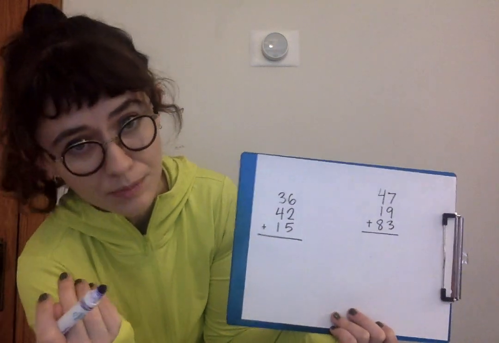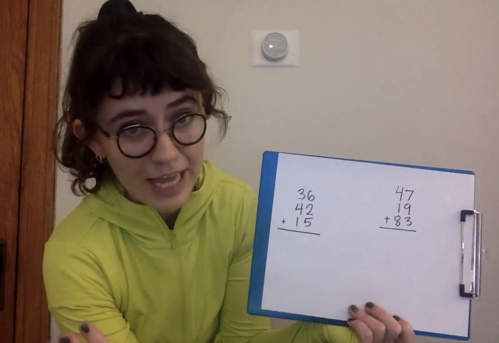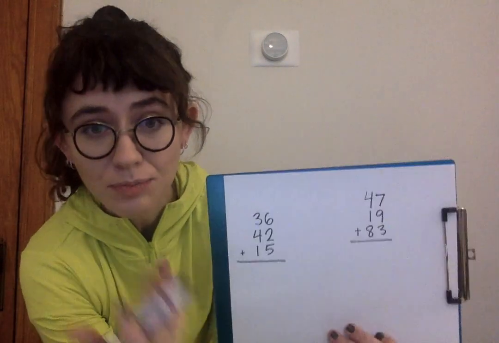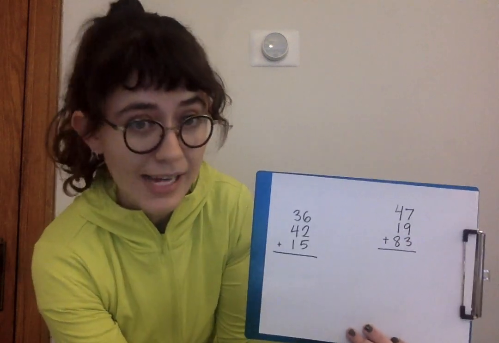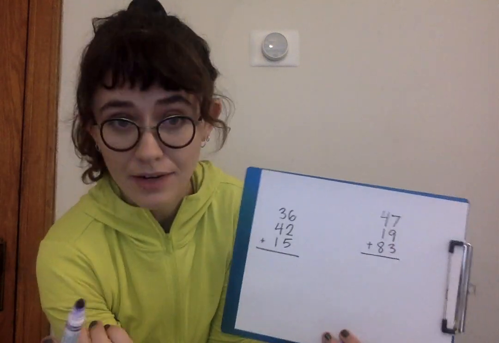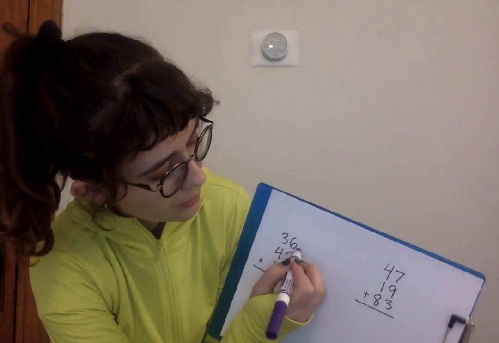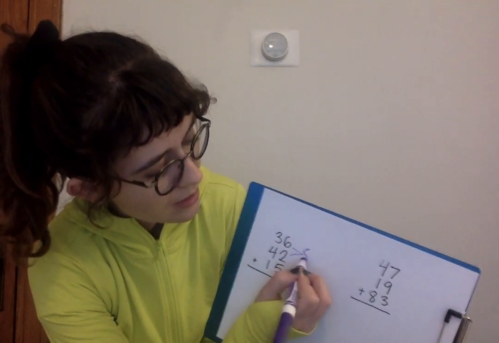I'm going to look in the ones place and see what numbers I have. I have 6, 2, and 5. So I'm adding 6 plus 2 plus 5 together. There's a lot of different ways to do this. I'm just going to show you one way. I see 6 plus 2. I know that that's 8.